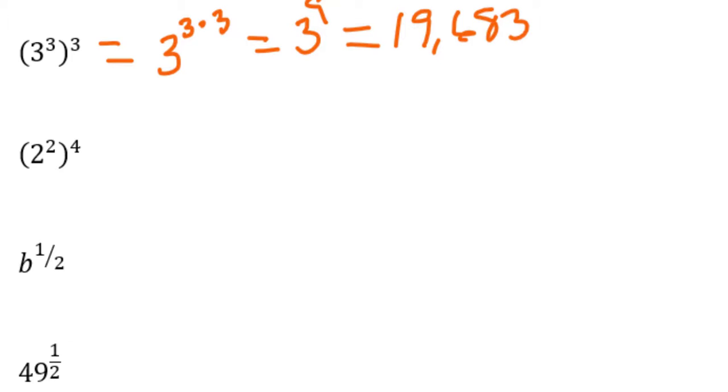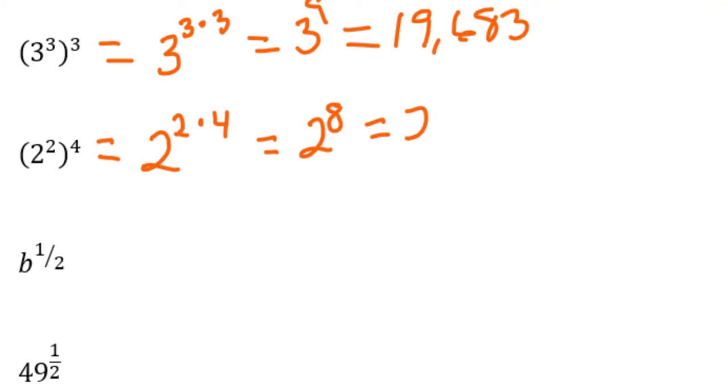Look at the second one. The second one is the same thing, different numbers. The base here is 2, raised to the power of 2, and that whole thing is raised to the power of 4. So 2 times 4 is 8, so it's 2 to the power of 8, which equals 256. Hopefully that makes sense to you.